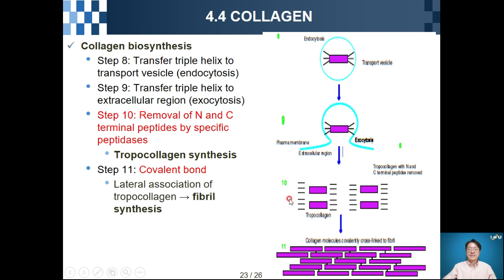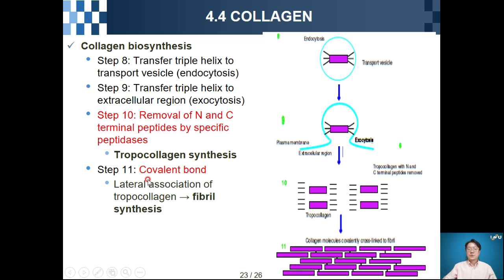Okay, so this is the sixth post-translational modification. After that, each tropocollagen, this is each tropocollagen, so lateral association of tropocollagen happens. Between each tropocollagen, covalent bonding happens between these two tropocollagen, and also between these two tropocollagen. So covalent bonding happens. So finally, a fibril was synthesized.